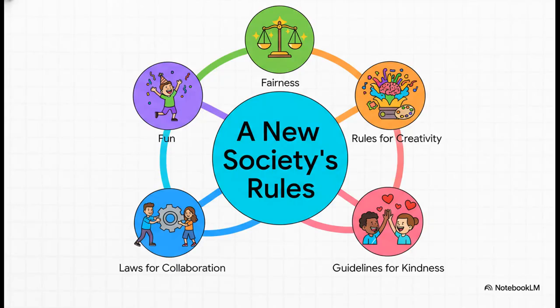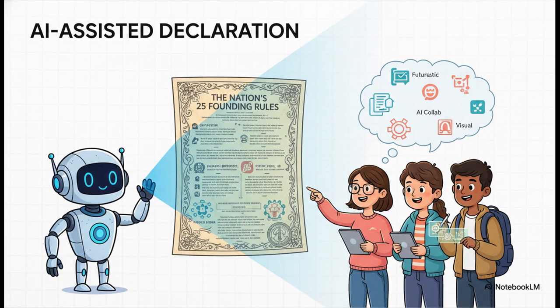And these weren't just any old rules. They were like a blueprint for a better world. They established principles of fairness, rules to spark creativity, and laws for collaboration. But then, and this is my favorite part, they included an actual mandate for fun. I mean, think about that for a second. They decided that joy wasn't just a bonus. It was a founding principle, a right for every single citizen. How cool is that?